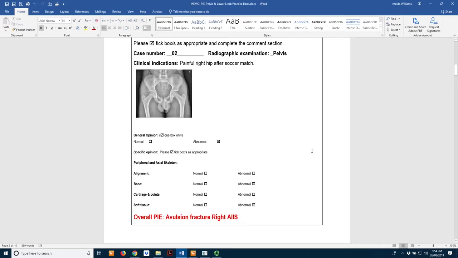So for that case, it's abnormal. It doesn't affect the alignment, but the bone is abnormal because of the avulsion of the AIIS, and then the soft tissue is abnormal because the avulsion is sitting within the soft tissue. So the overall preliminary image evaluation is that there is an avulsion fracture of the right anterior inferior iliac spine.